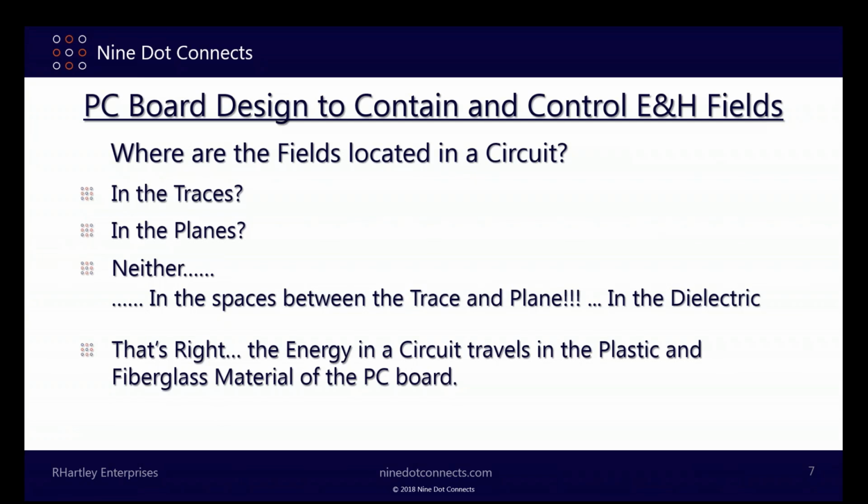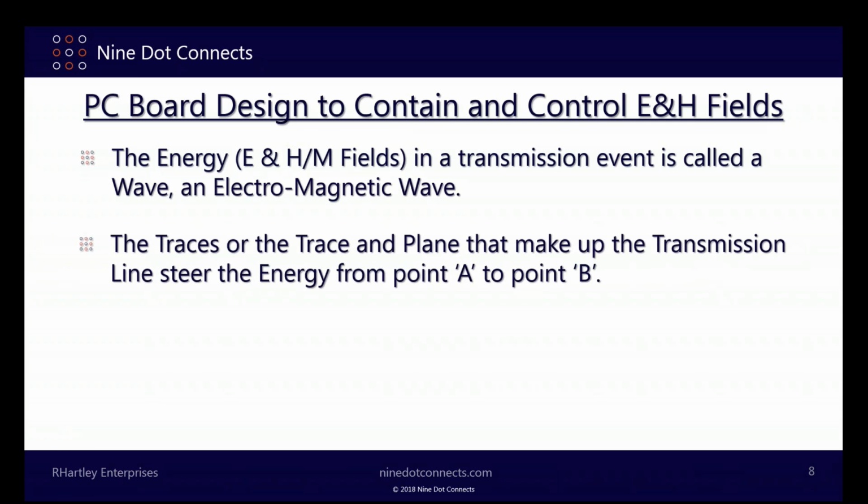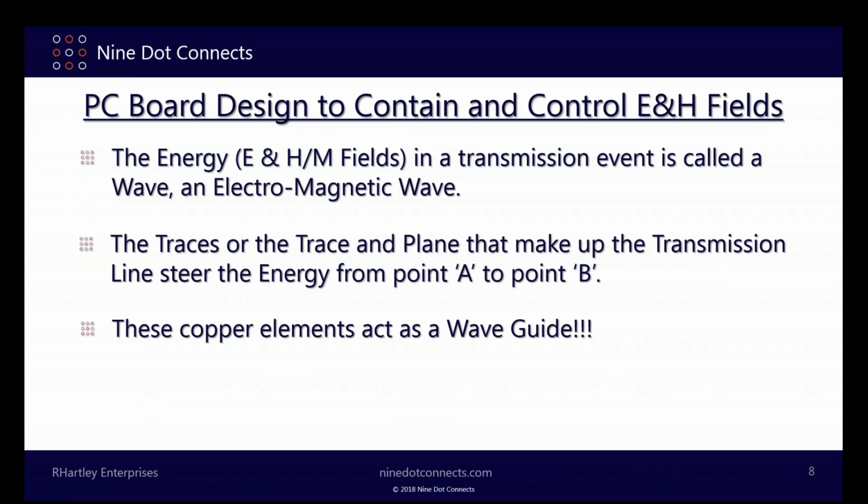The reason so many people have EMI problems is they don't understand this and they don't set up circuit boards correctly to accommodate. The energy, the E and H fields, in a transmission event is called a wave. It's an electromagnetic wave traveling down transmission lines. The traces, or the trace and plane that make up the transmission line, steer the energy from point A to point B. These copper elements act as a waveguide.